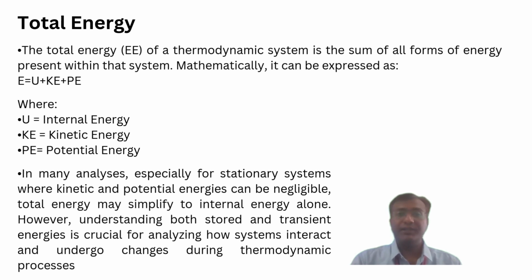Mathematically, the total energy of a system can be represented as internal energy plus kinetic energy plus potential energy. It is important to note that this equation represents the stored component of the total energy. As we discussed earlier, the transient energy, that is heat and work, is energy that is in the process of crossing the system boundary. Therefore, transient energy is not included in the system's total energy.